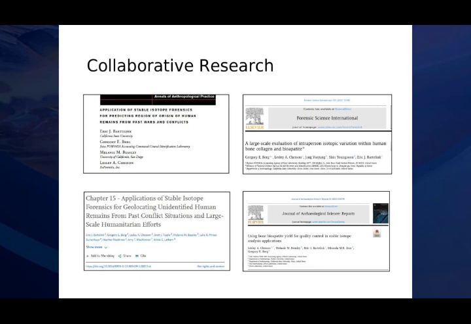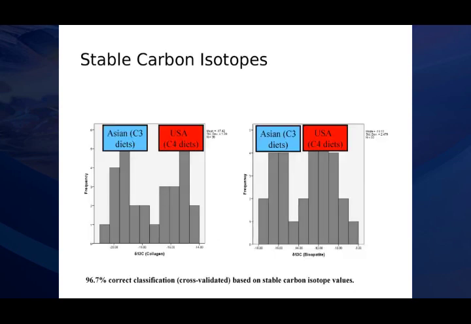And statistically, we could say that there was a greater than 95% correct classification rate in assigning an individual to either Southeast Asian origin or U.S. American origin, just based on a simple linear discriminant function analysis with cross-validation. So this is a powerful tool.